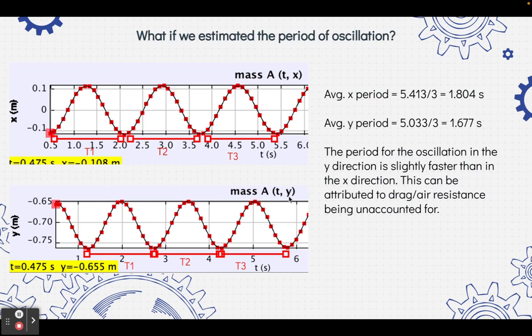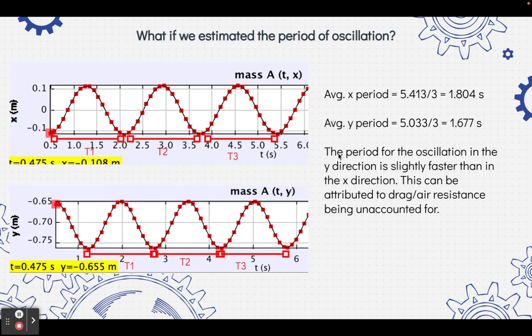And what if we estimated the period of oscillation? Well, first we could define these 3 periods for both the x direction and the y direction. The average x period was this time divided by 3 for each of the periods, which ended up being 1.804 seconds. And the average y period was getting each of these, the time after each of these periods, and dividing it by 3, which ended up at this time.